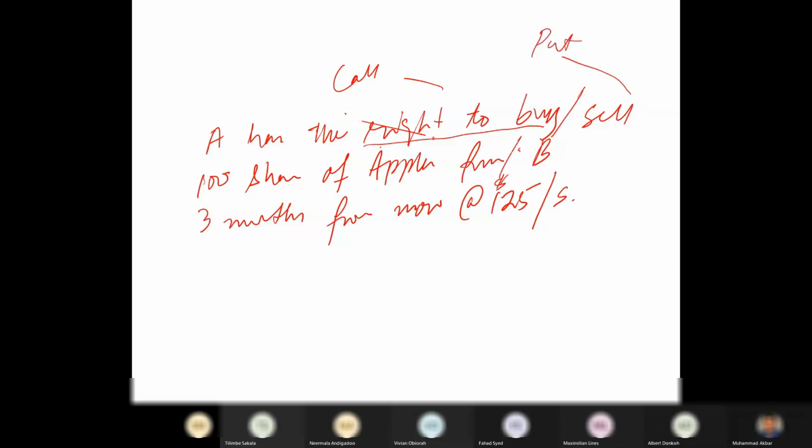And you know, all the other things are just identical to what we talked about for a forward contract or a futures contract.